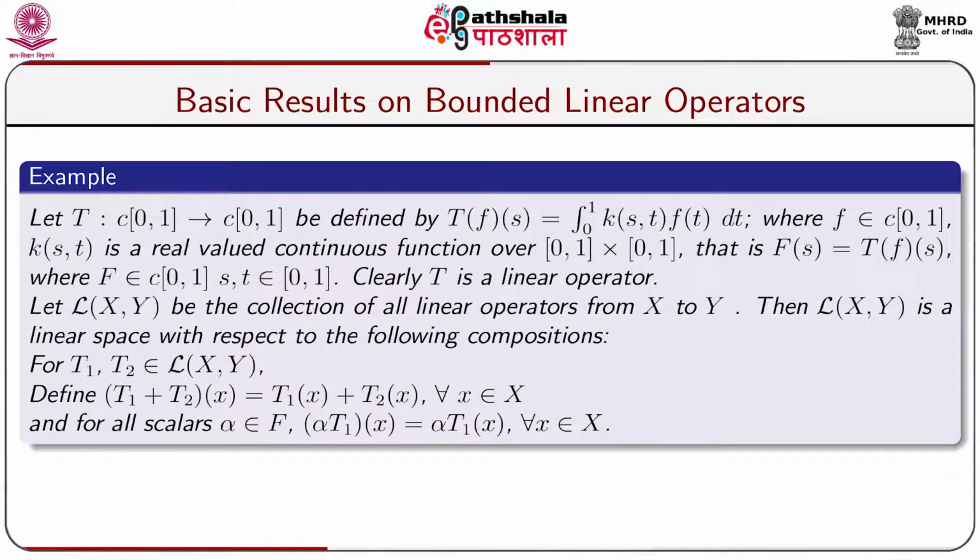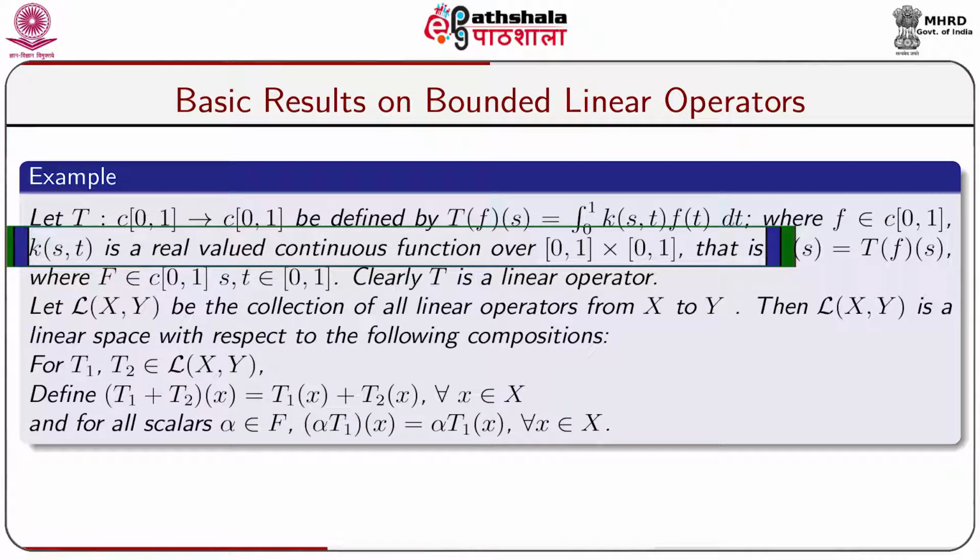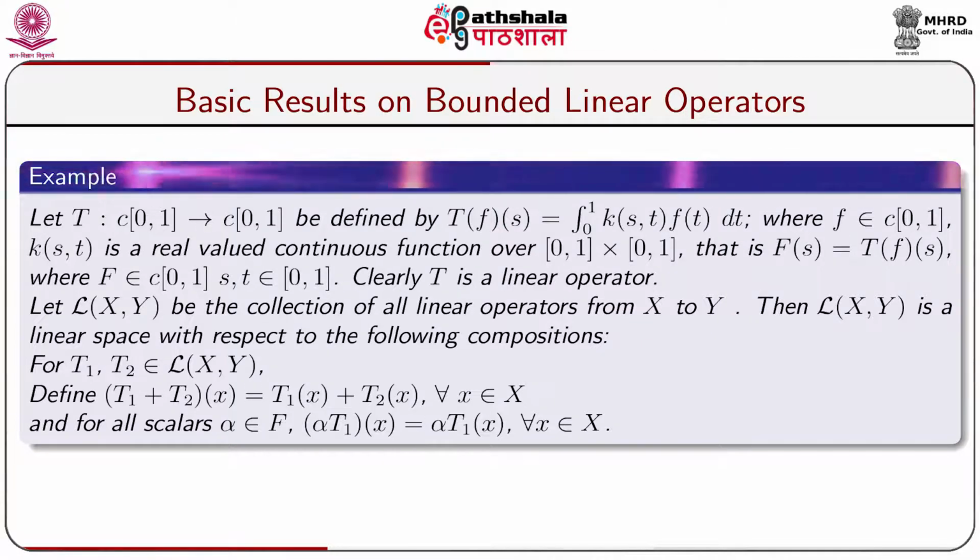Let us take another example. Let T be a function from C[0,1] to C[0,1], where C[0,1] is the collection of all real valued continuous functions over the closed interval [0,1], and it is defined by T of f(s) is equal to the integral from 0 to 1 of k(s,t) f(t) dt, where f is taken from C[0,1] and k(s,t) is a real valued continuous function over [0,1] cross [0,1], that is F(s) is equal to T of f(s), where f belongs to C[0,1] and s, t are taken from the closed interval [0,1]. It is easy to show that T is a linear operator.